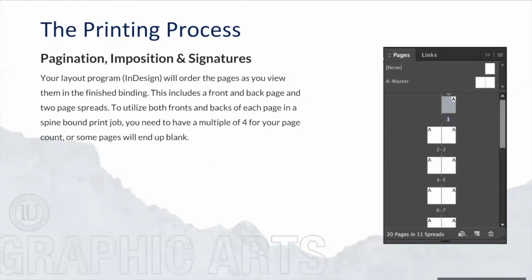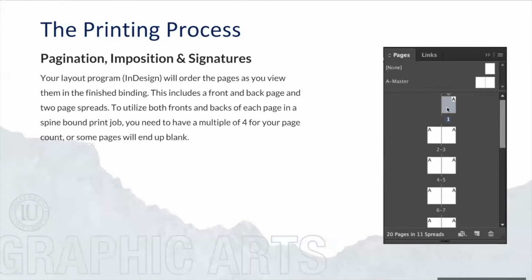All right, so let's talk a little bit about pagination, imposition, and signature. Your layout program, which is InDesign, that's why we use InDesign as our layout program, is going to order your pages as you view them in the finished binding. That includes a front and back and 2-page spreads. To utilize both the front and back of your page in a spine-bound print job, you're going to need a multiple of 4 for your page count, or some pages will end up blank. That's just how it needs to be set up.